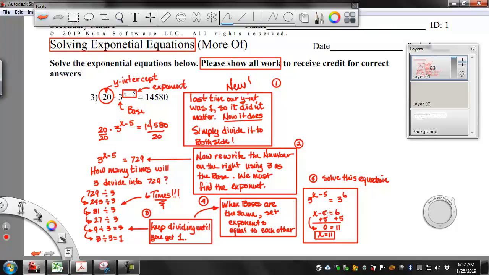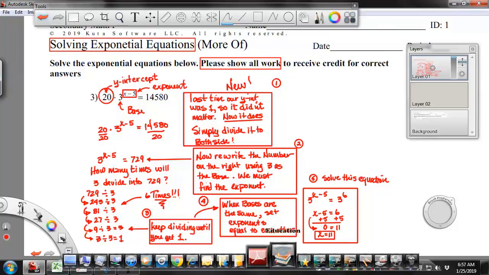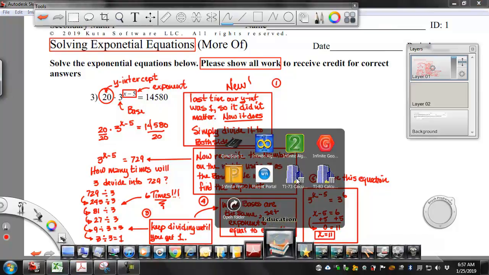Now I want to solve for x. I want to get the negative 5 to go to 0, so I add 5 to it, and if I do it to one side, I have to do it to the other. So that will give me 11. So that's the solution to this, x equals 11. Now you can go ahead and type this in your calculator. Let me pull up my calculator and we'll go ahead and do this.